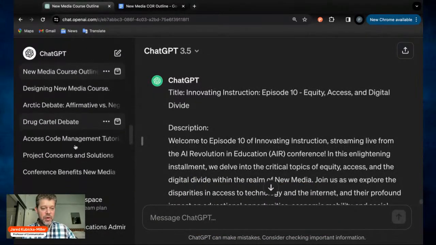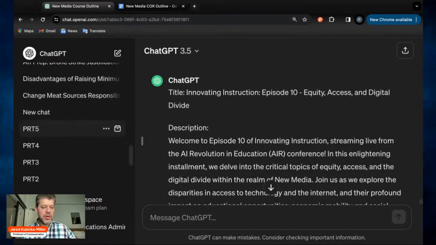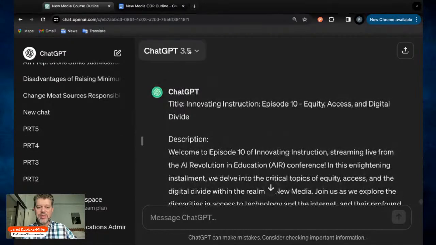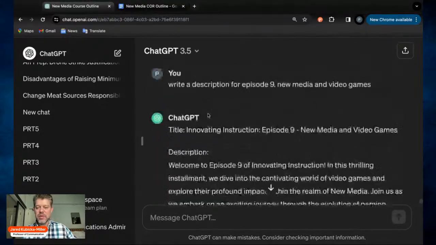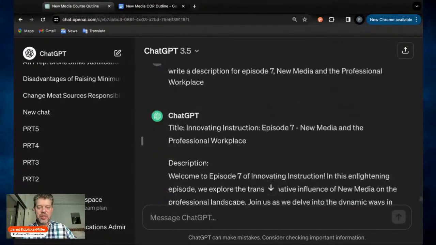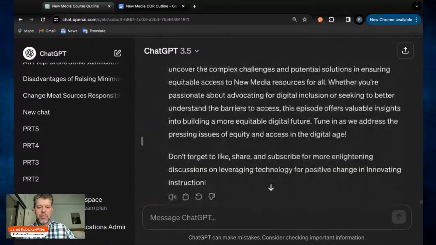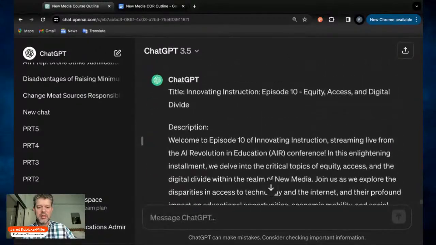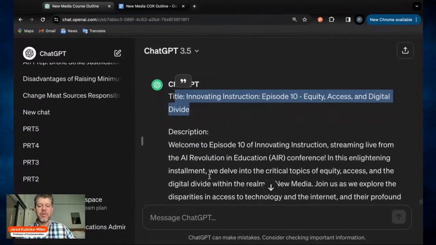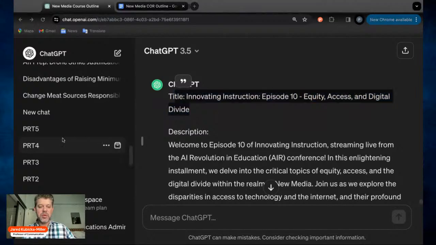Okay, first I need to find my original. Okay, here we are. This is when I was using 3.5, so I can't change it. But I have this really, really long thread with ChatGPT where I'm creating these things. You can even see that I already generated the description that I'm using in the YouTube description. I generated for this one as well.